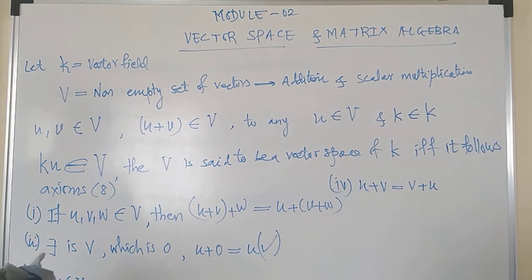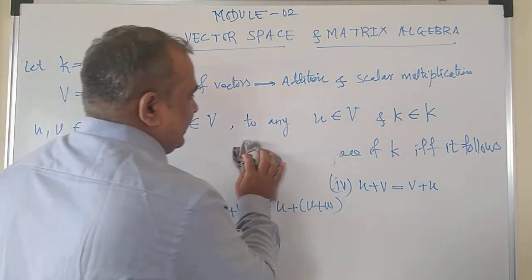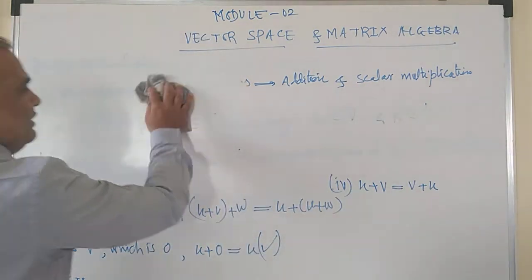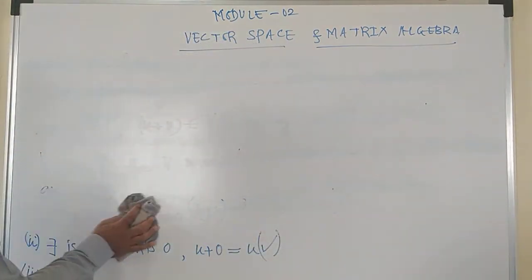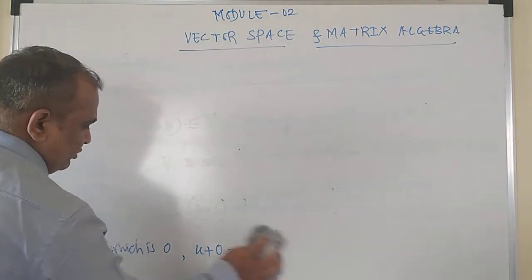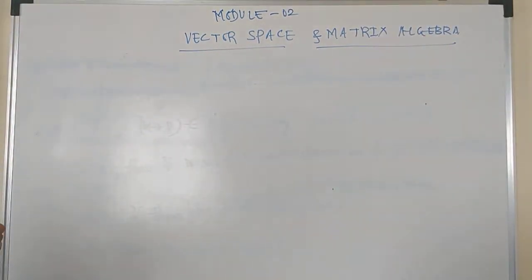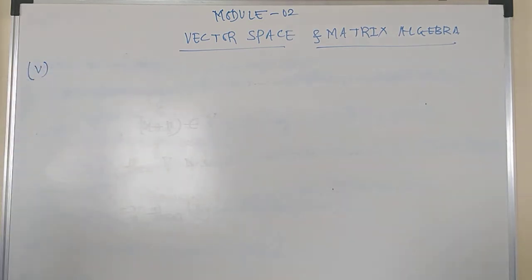So the first four axioms are for the addition and the next four axioms are for the multiplication, right? So the next axioms to be followed are, let me write all the multiplication axioms, the remaining four. The fifth axiom is for multiplication.